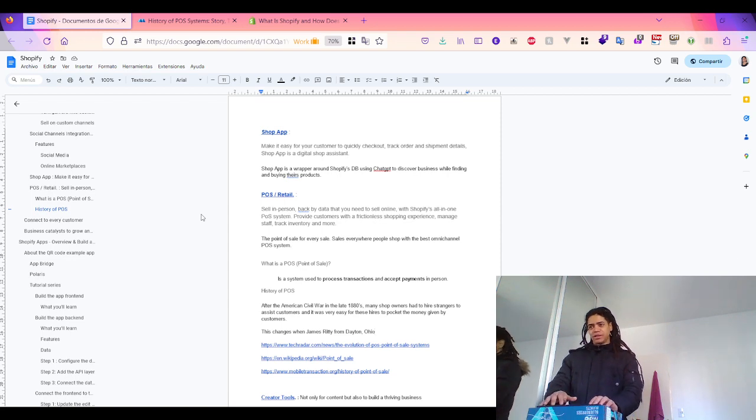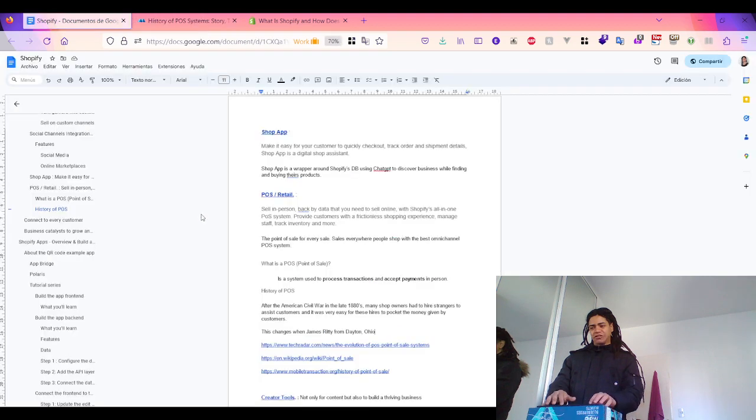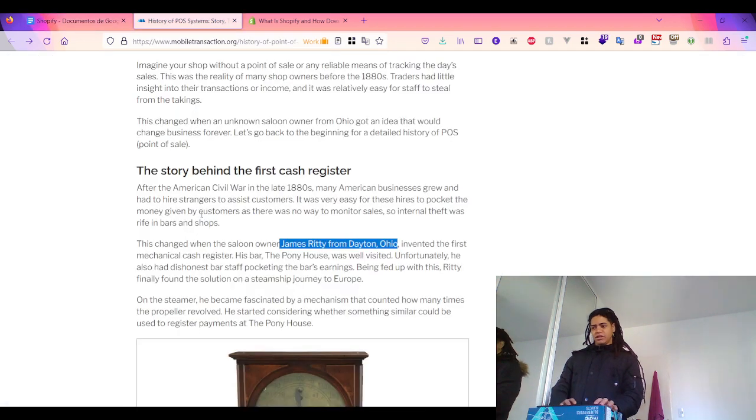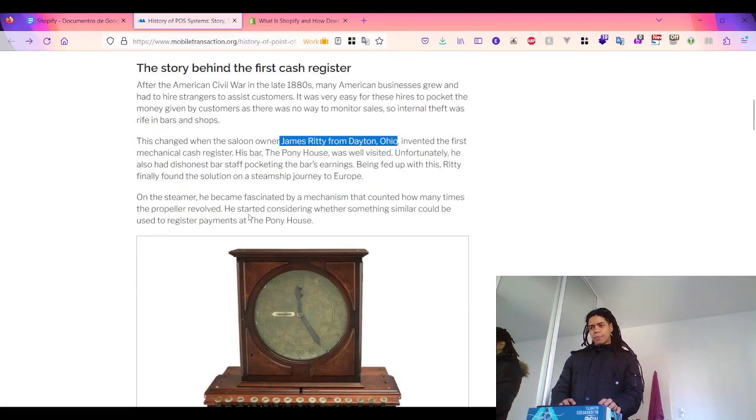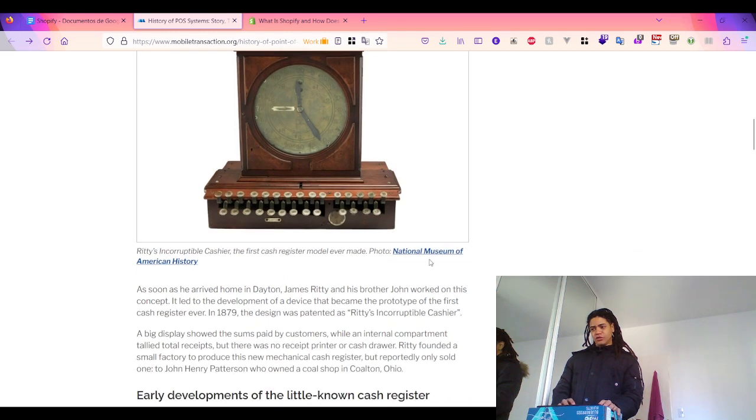So James Ritty, from Dayton, Ohio, invented the first mechanical cash register. The National Museum of North American History shows Ritty's Incorruptible Cash Register, the first cash register model ever made.